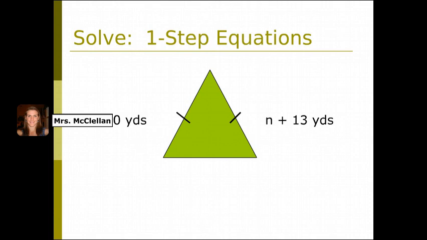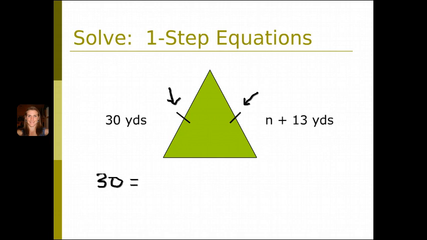Here's another example of a one-step equation that's written a little differently. Here, you've got the shape of a triangle, and they gave you the lengths of two sides of the triangle. We know that these lengths are equal because of these little bars that you have on the sides of the triangle. Therefore, what that means is that we can set those lengths equal to each other. One of the sides' lengths is 30 yards. The other side is n plus 13 yards. Well, now we need to solve for n, and we have a one-step equation.